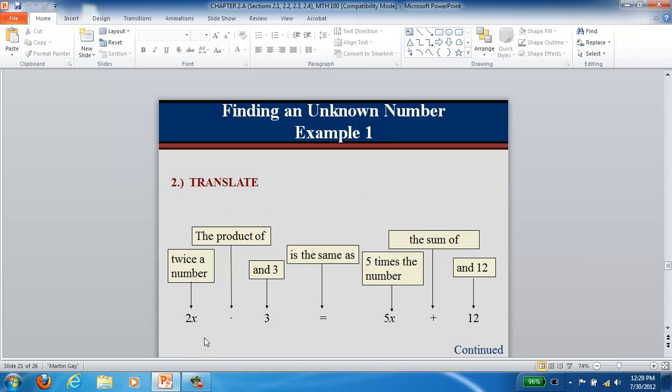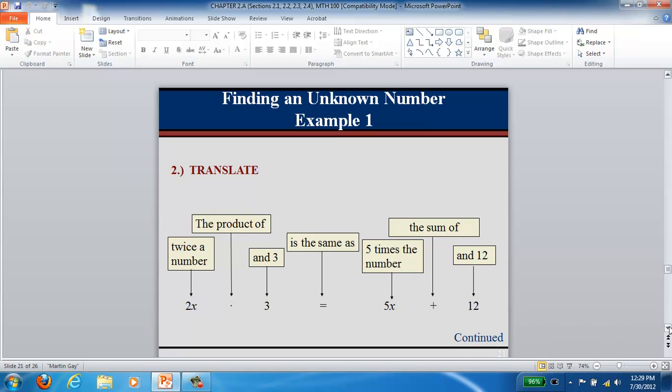Step number 2, your equation. 2x, which is twice a number, times, which is the product of, and 3 is the same as, which is equals, 5 times the number, which is 5x, the sum of, which is plus, and 12. 2x times 3 equals 5x plus 12.